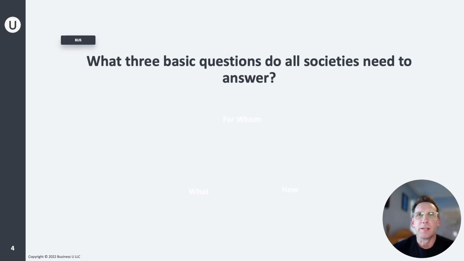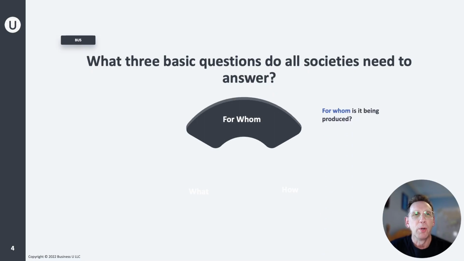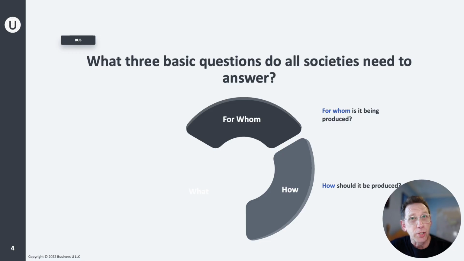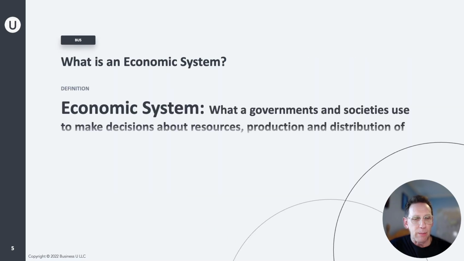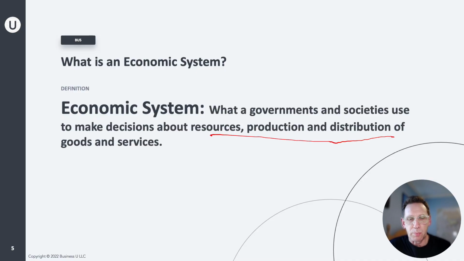and in societies, there's three basic questions that all these societies need to answer. First question is for whom? For whom is it being produced? Second is how? How should it be produced? And third is what should be produced. So, for whom is it being produced? How should it be produced? And what should be produced? So an economic system then is what governments and societies use to make decisions about those resources, production, and distribution of those goods and services.